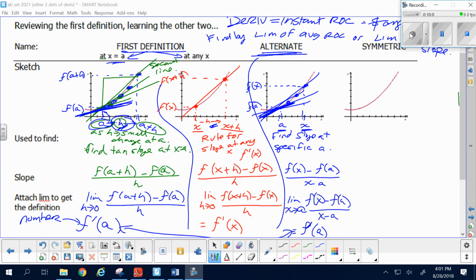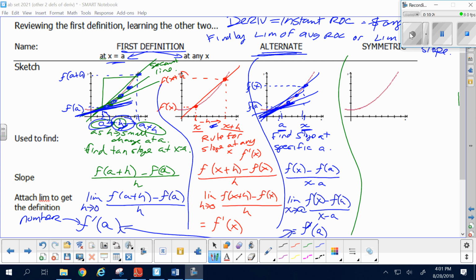So you have two ways to find slope at a specific point. Now, last definition, I promise, there's no none after this, is the symmetric definition. The idea is that rather than approach one point from one side, you approach one point from both sides.